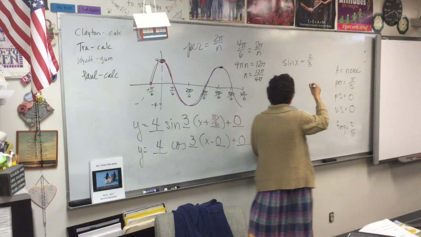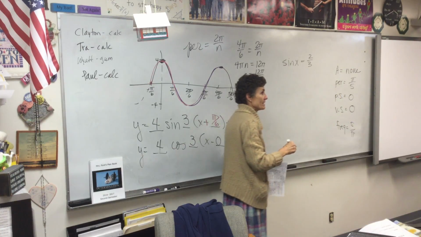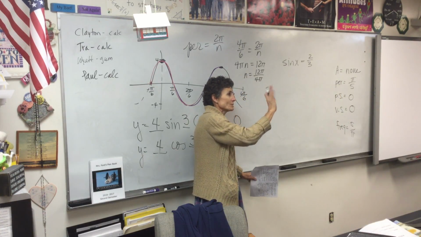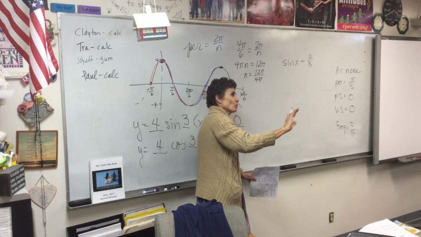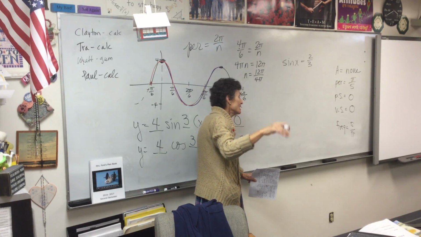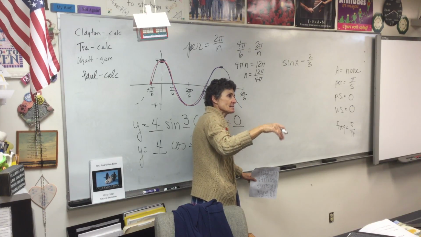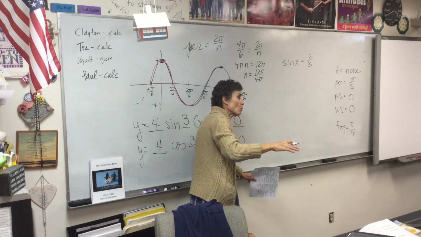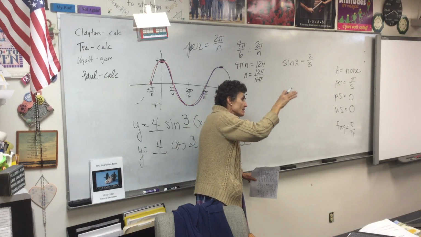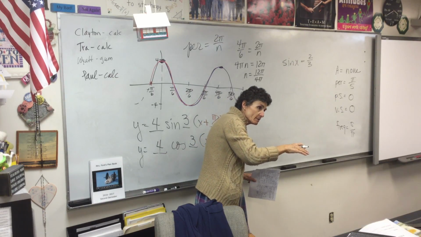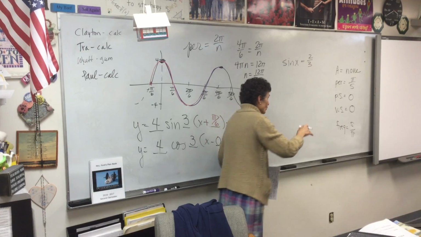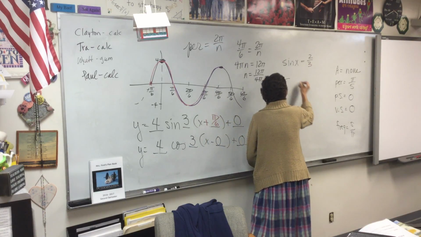Now, what does the whole 0 to 360 thing mean? It means I am looking all the way around the circle, right? All the way around the circle. So here's my circle.